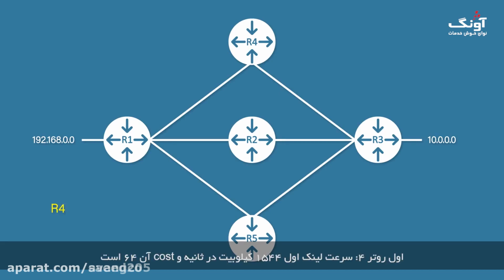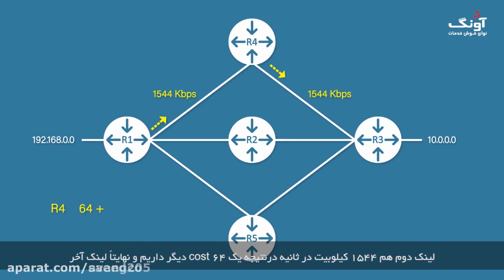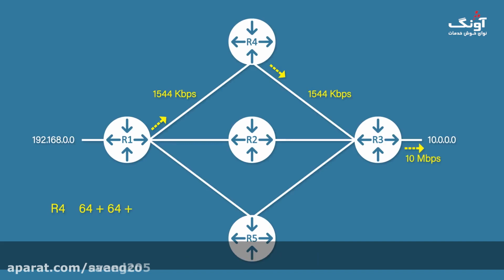First, router 4. The first link is 1,544 kilobits per second. So this is a cost of 64. The next link is also 1,544 kilobits per second. So another cost of 64. Finally, the last link is 10 megabits per second, which is a cost of 10. So all of this means the first route has a total cost of 138.